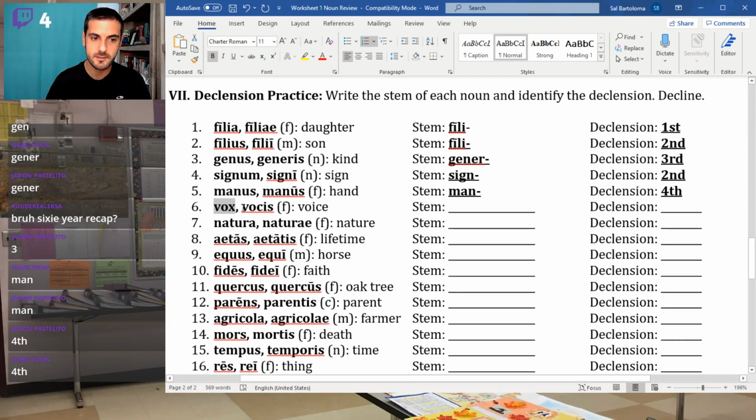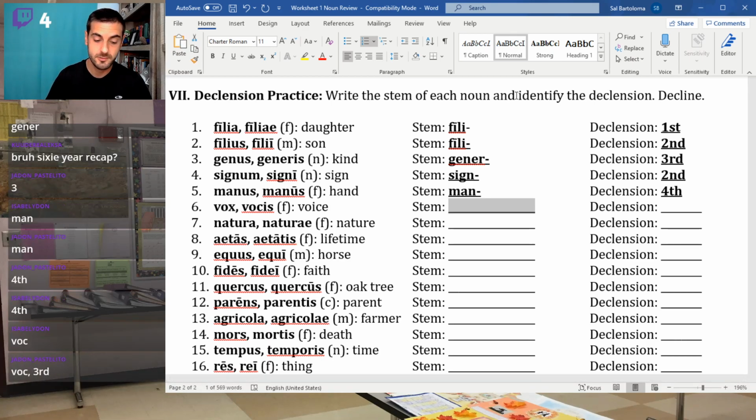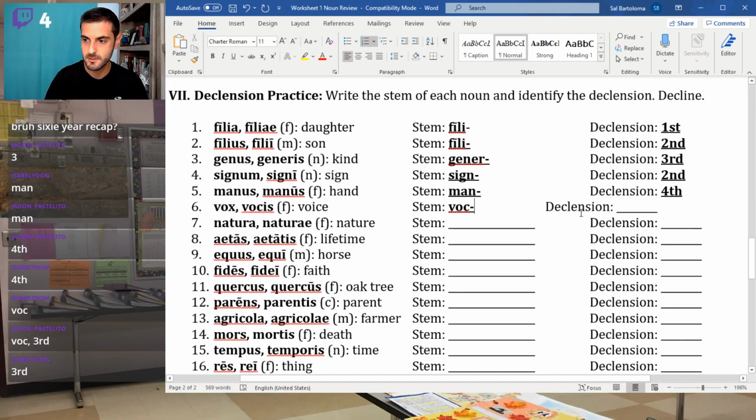What's the stem of vox, of voice? Yeah, it's voc, right? You've got to go to the genitive. It's why the word voice in English is spelled with a C and not with an X, right? And it is third declension. Fantastic.